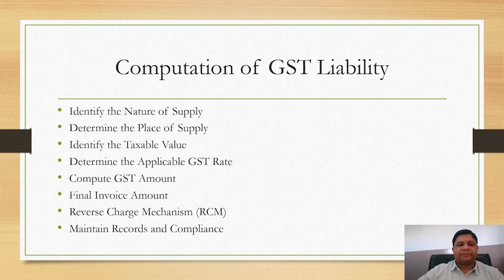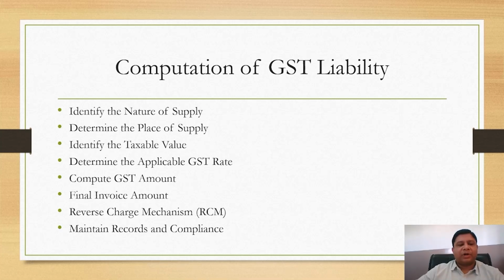Here is an overview of how GST is computed in India. So first point is identify the nature of supply: determine whether the supply is of goods or services, and determine the rates and rules that apply to goods and services under GST. Next, determine the place of supply. Identify whether the supply is intrastate or interstate, or between different states. The place of supply rules under GST help ascertain whether the transaction is intrastate or interstate.